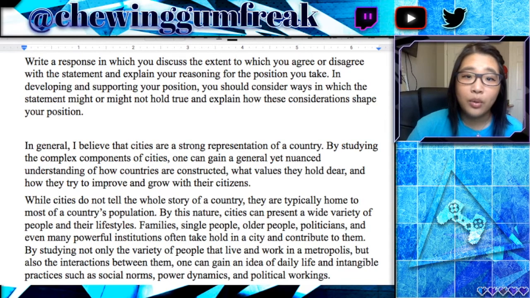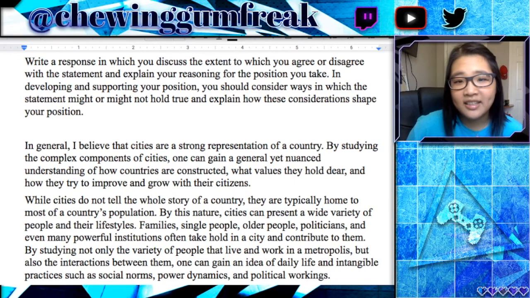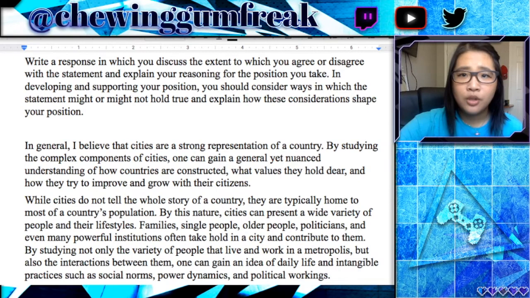Families, single people, older people, politicians, and even many powerful institutions often take hold in a city and contribute to them. By studying not only the variety of people that live and work in a metropolis, but also the interactions between them, one can gain an idea of daily life and intangible practices such as social norms, power dynamics, and political workings. So I do a few things in this paragraph that I tend to use a lot.